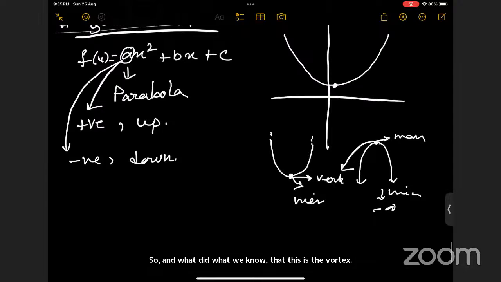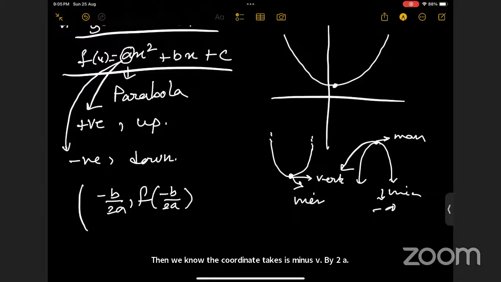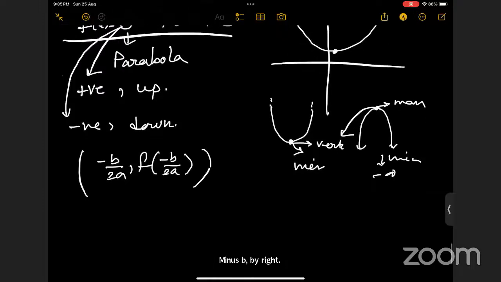If we have the equation of a parabola, then we know the coordinate for the vertex is minus b by 2a, therefore minus b by 2a, right? So this is the vertex of a parabola. This will be a maxima if a is negative, right? And it will be minus b by 2a and f of minus b by 2a.